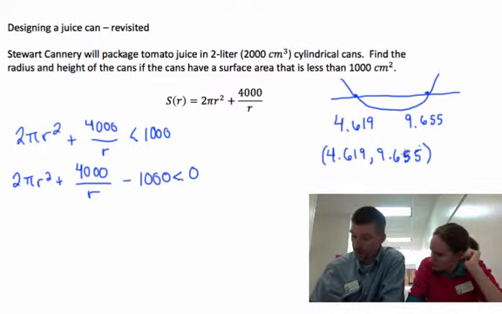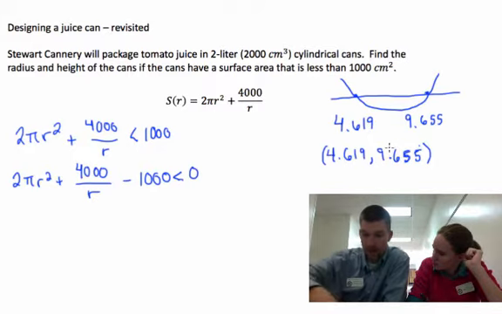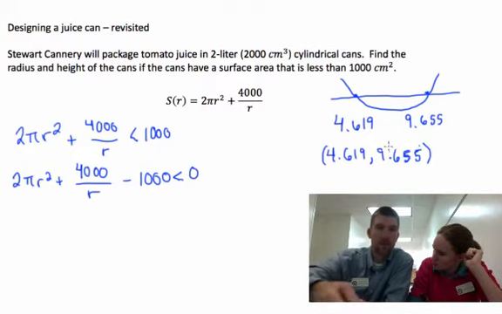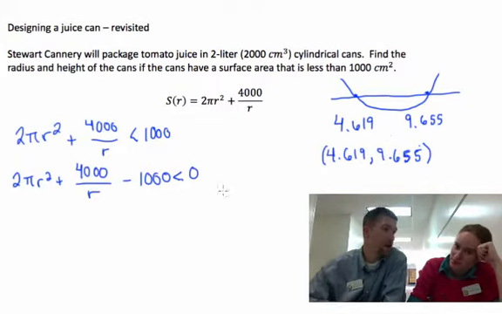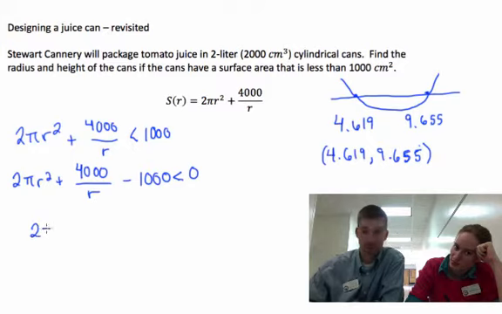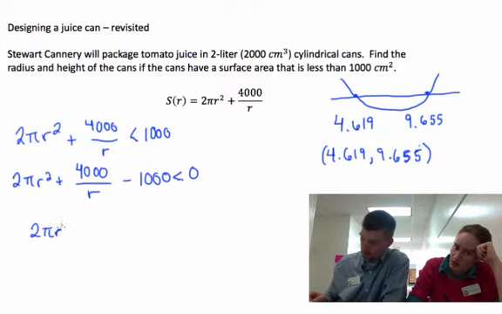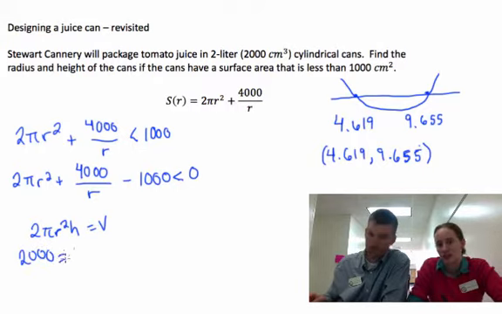So what we want to do is find the radius and the height of the can. We just found the radius. How do we find the height? Well, if it's a cylinder, the volume is pi r squared h. And they told us that the volume was 2,000 centimeters cubed. So we can plug the radius in.